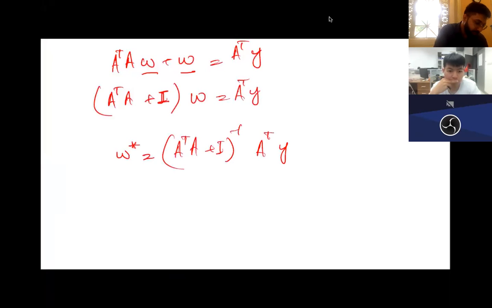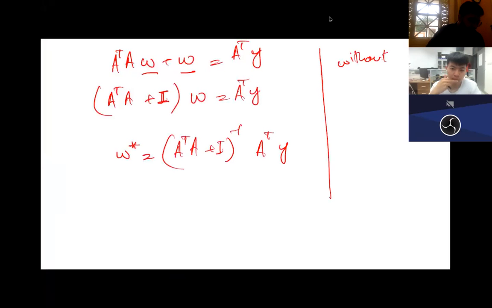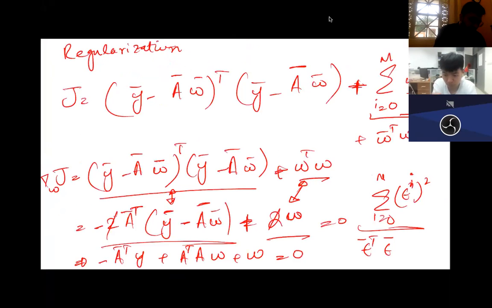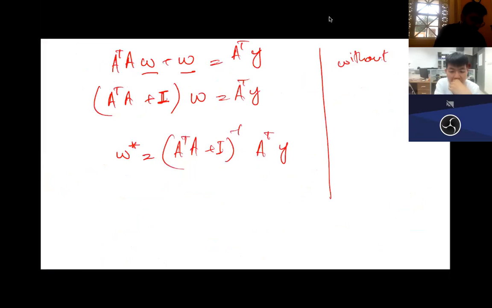So, by the way, this is called L2 regularization because we have the square norm here. You have the square norm here, so it's called L2 regularization. So without L2 regularization, we had W star is equal to (A transpose A) inverse A transpose Y. But once we do the L2 regularization, we get an identity added with A transpose A.